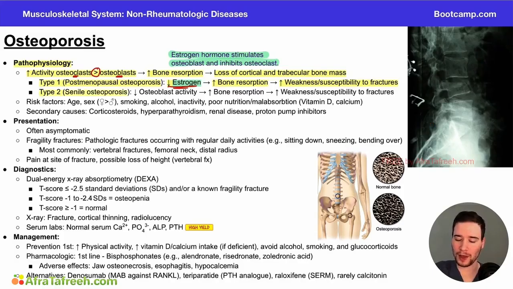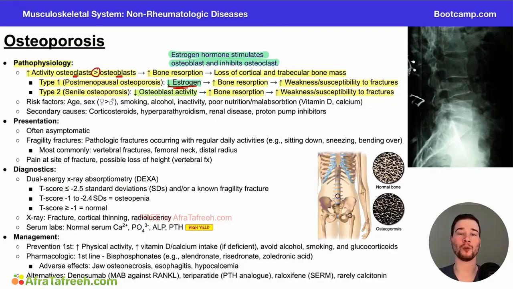Now, a second type they can ask you about is type 2, which is just basically senile osteoporosis. Similar things here in that we have increased bone reabsorption, increased weakness and susceptibility to fractures, but the reasoning is a little bit different. With senile osteoporosis, it's actually decreased osteoblast activity. So the idea here is that osteoblasts, as we age and get older, kind of get tired, they weaken out, and so we're not building as much bone. This can predispose to osteoporosis as well.